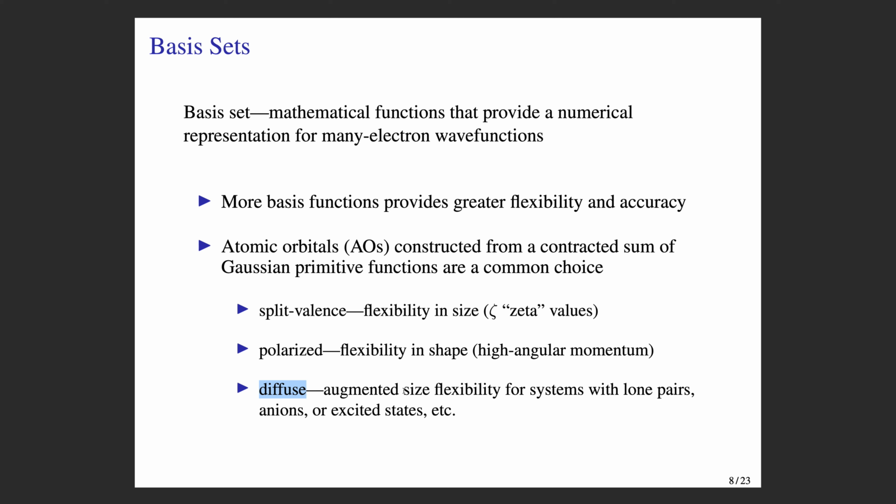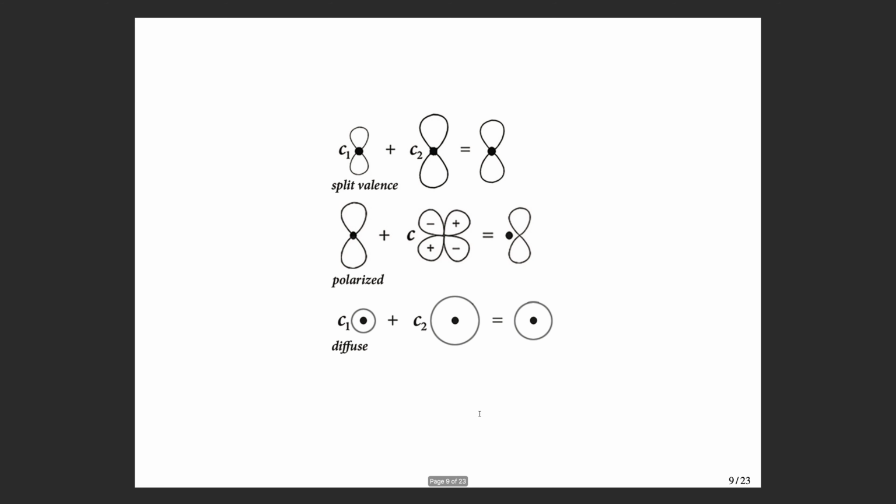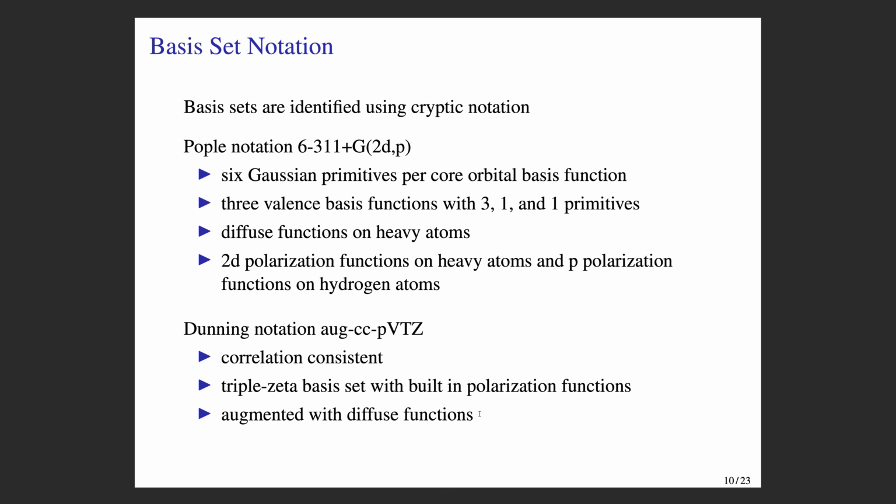And so, including these diffuse functions makes it easier to represent these types of electronic systems. And so, we typically include these if we can, and you really need them if you've got an anion or if you're trying to study excited states. They're basically required if you intend to have any accuracy at all. So these pictures sort of represent these different types of basis sets.